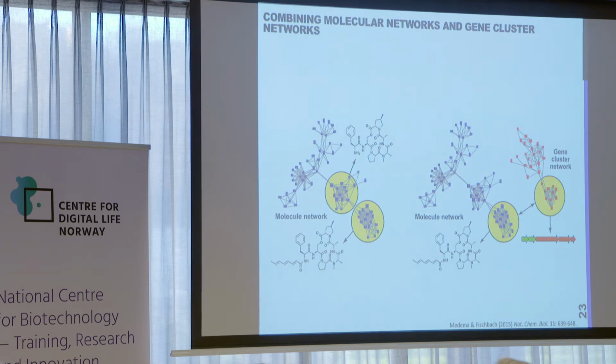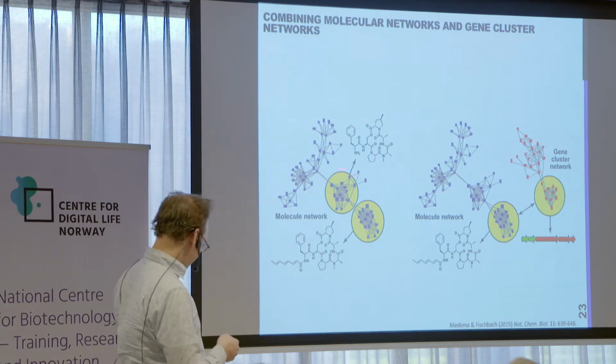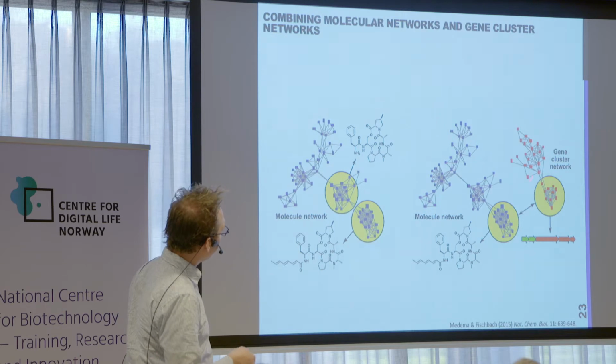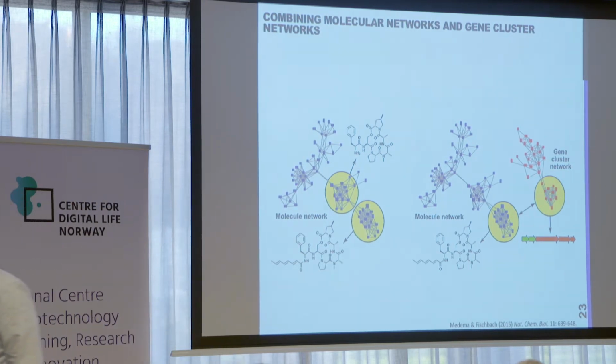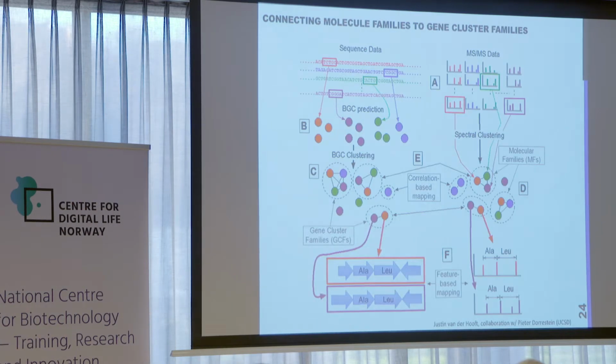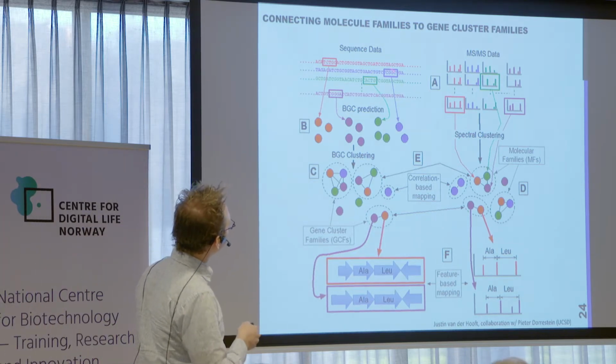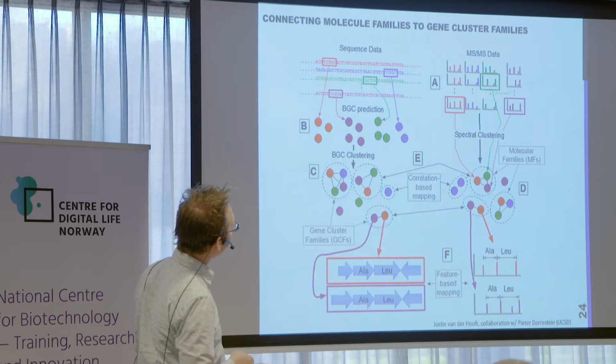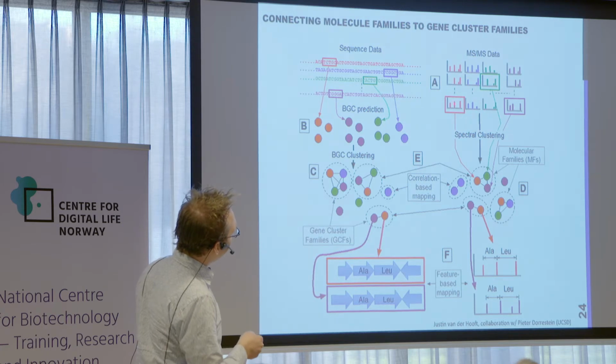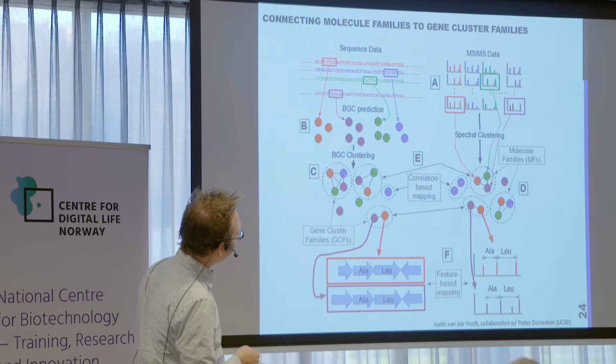And now, of course, the big challenge is to be able to compare the molecular networks with the gene cluster networks, so to link families of molecules to families of gene clusters at a large scale. So there's two possible ways to do that. First of all, of course, we have the sequence data. We predict the gene clusters. We cluster them into gene cluster families. With the MS data, we use spectral clustering and generate molecular families. And then there's two ways to map those to each other.